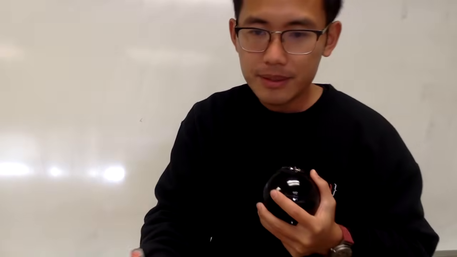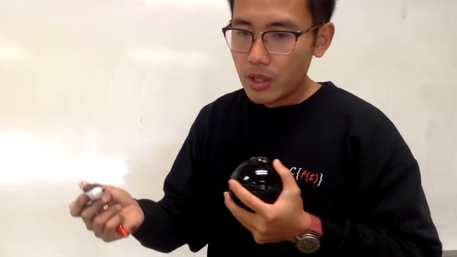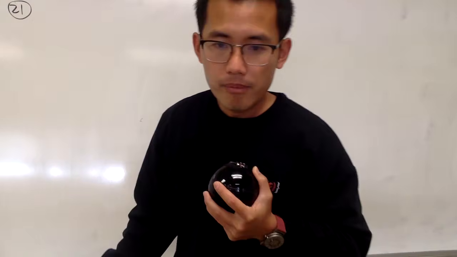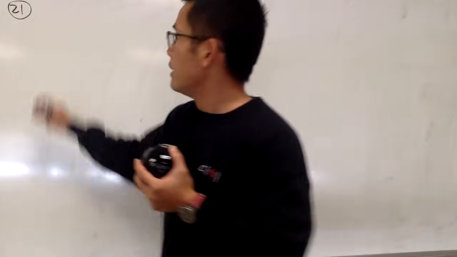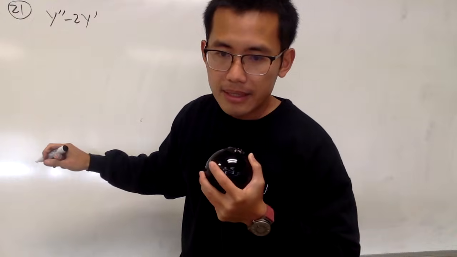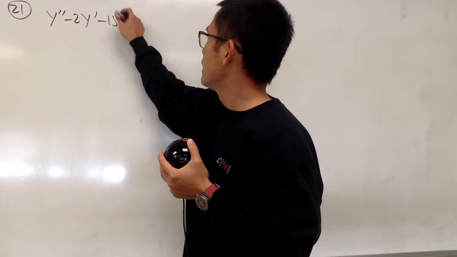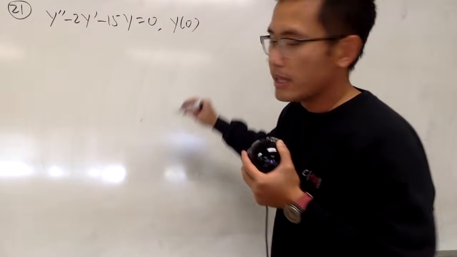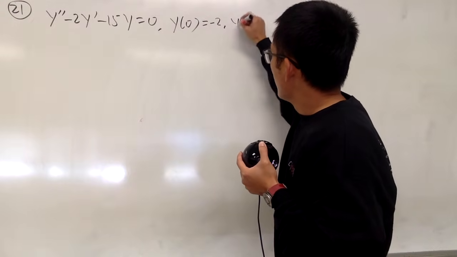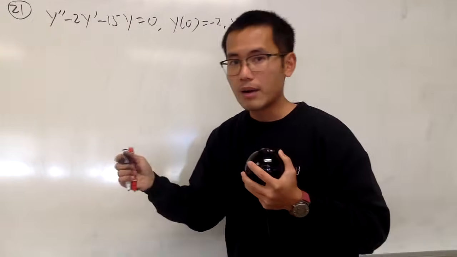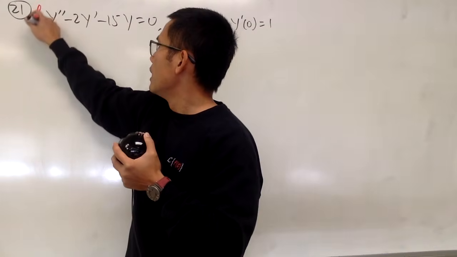All right. So 21. Y double prime minus 2y prime minus 15y equals 0. Y of 0 equals negative 2. Y prime of 0 equals 1. So these are what we have. Now, go ahead and get to work.